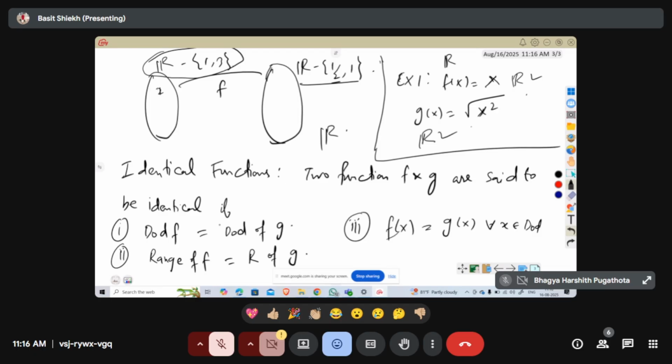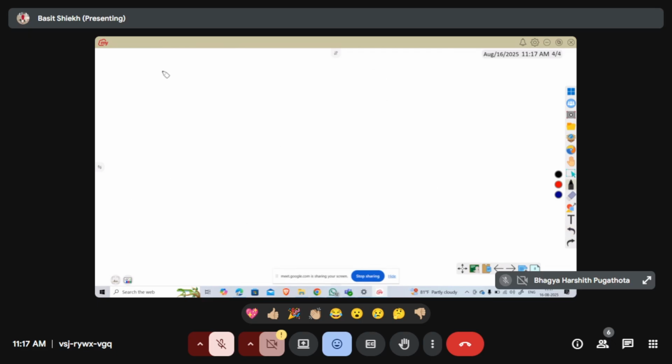So the first condition, domain of f equals domain of g, holds for these two functions. What about the range? Now the range. What is the range of this function? It's R. It can take all negative values as well as positive values. Okay, I will move to the next. One function is this, f of x equal to x.